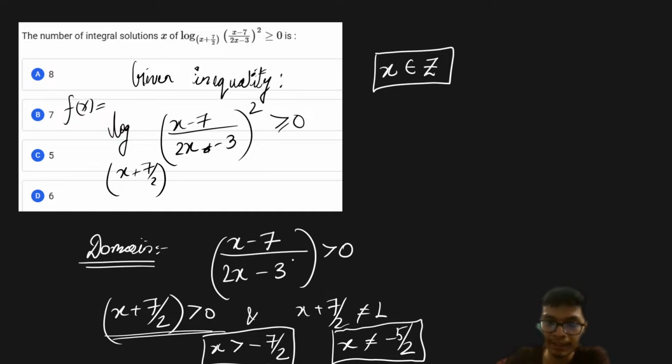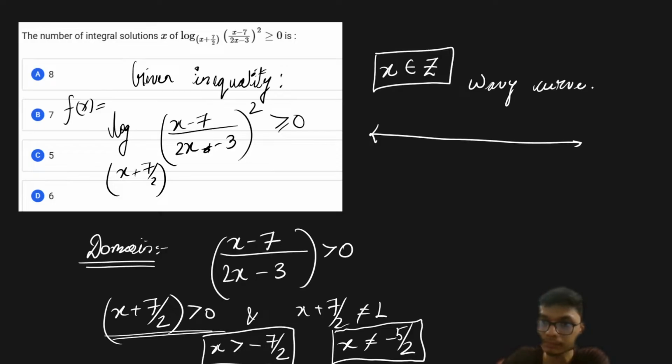Now, important to understand over here: we'll try to use the Wavy Curve method. I hope you know the Wavy Curve method. If you haven't studied the Wavy Curve method, please stay tuned. I will definitely discuss it in the upcoming sessions when we discuss functions. I will tell you how to apply it: whenever you have an expression like f of x by g of x, find all the critical points, meaning the values of x for which f of x or g of x is equal to 0.